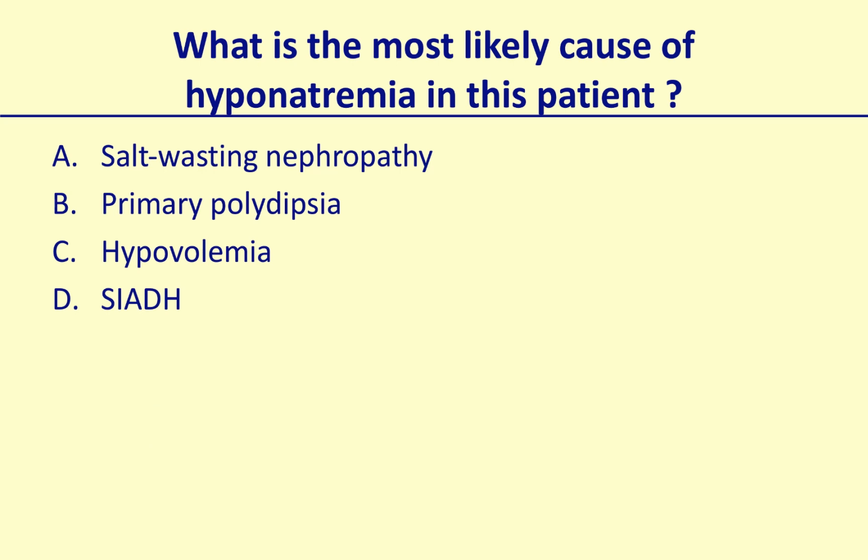So the question is, what is the most likely cause of hyponatremia in this patient? Letter A, salt wasting nephropathy. Letter B, primary polydipsia. Letter C, hypovolemia. Or letter D, SIADH. And the correct answer is letter D, SIADH.